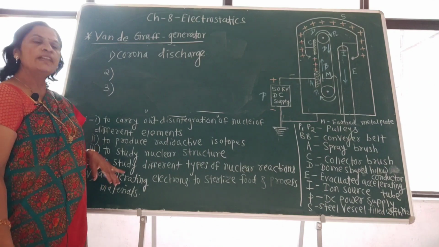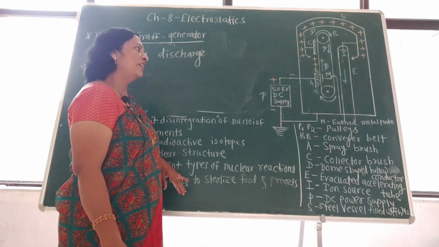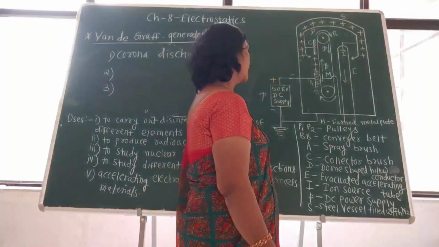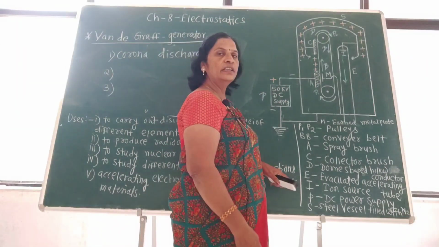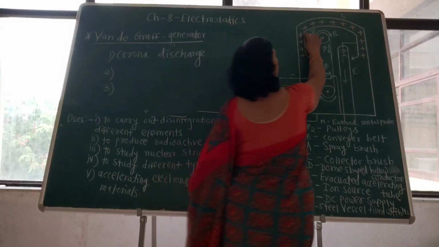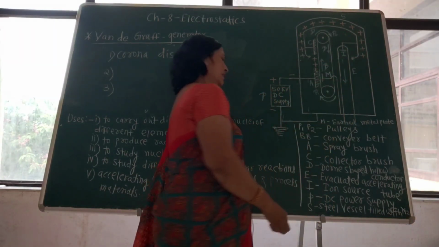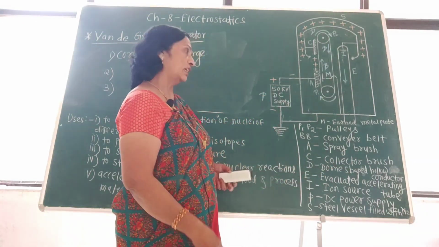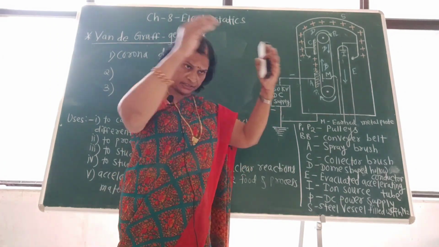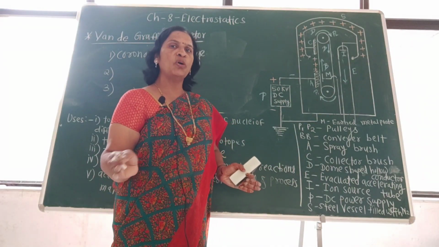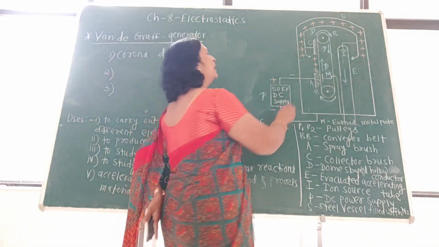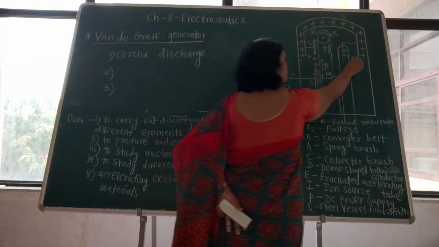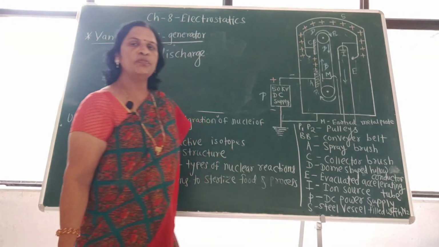Now we will study the construction of a Van de Graaff generator. This is the construction of the Van de Graaff generator. In it, the D is the dome shaped hollow conductor, a conductor that has a dome shape and is hollow. It is fitted on an insulating base. Suppose this is the insulating base, which is not shown in the figure.